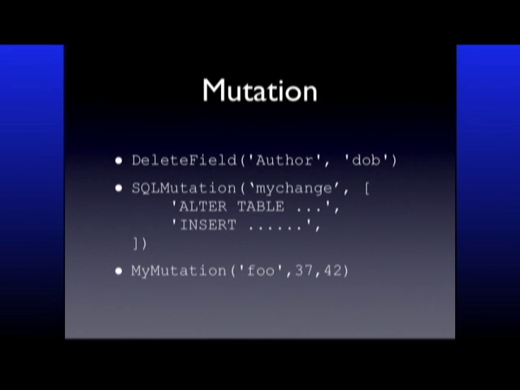So here are three examples of mutations: one that deletes a field from an author, one that runs two lines of SQL, alter table insert, and one that's a custom mutation that does foo 3742 for whatever reason. The idea here is that you can read them and they should actually mean something. You know it's deleted a field, you know it's done my change, you know that it has done my mutation.